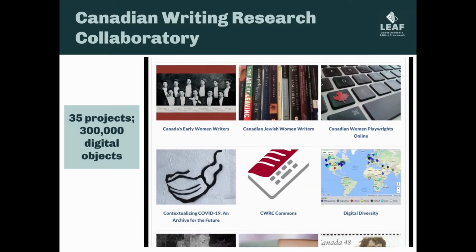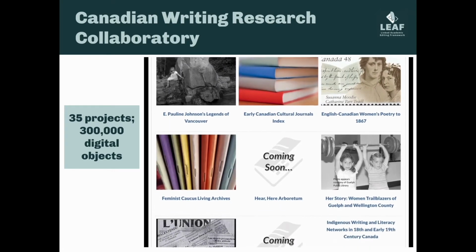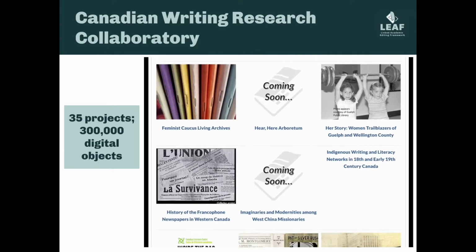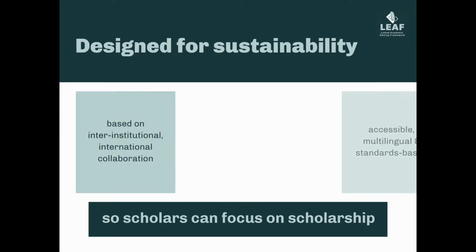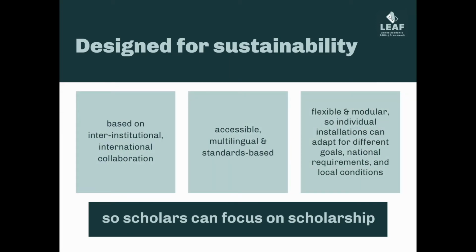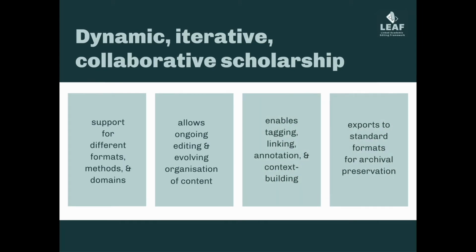LEAF builds on the Canadian Writing Research Collaboratory, or CWRC. Since 2016, CWRC has supported dozens of projects, both solo and team projects, including by scholars new to digital scholarship. LEAF aims for sustainability by sharing infrastructure, including essential human labor and expertise. LEAF supports scalability, interoperability, and preservation, while allowing for dynamic, iterative, and collaborative digital scholarship.